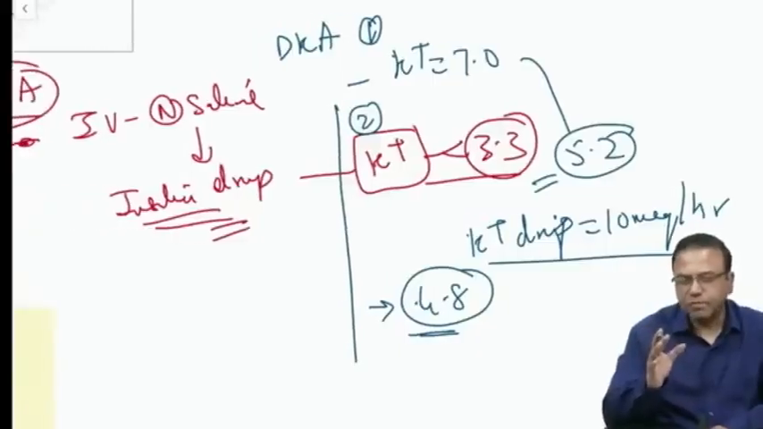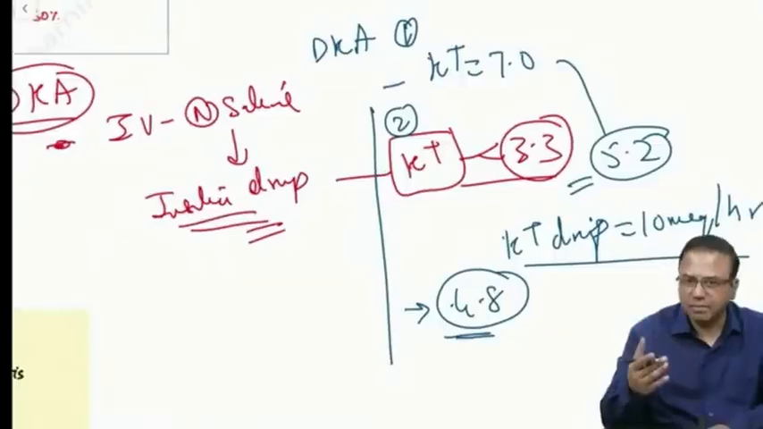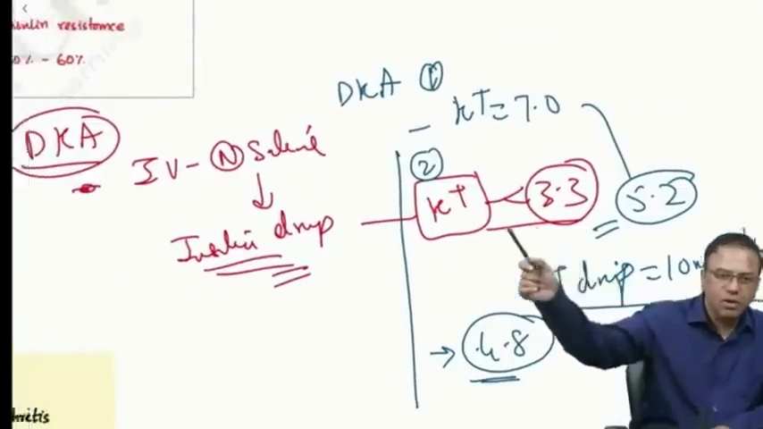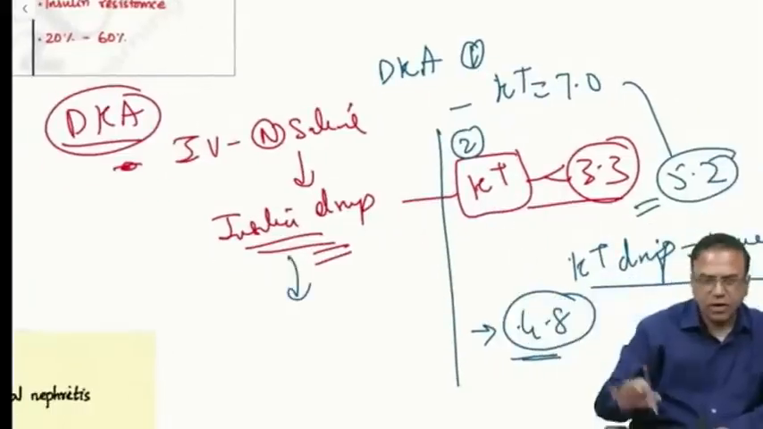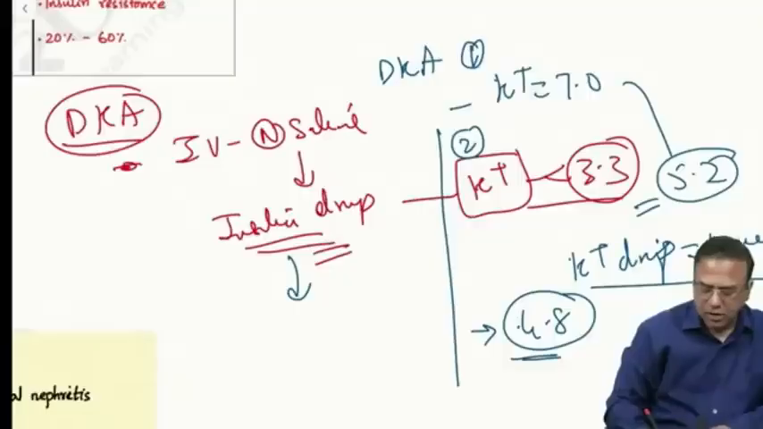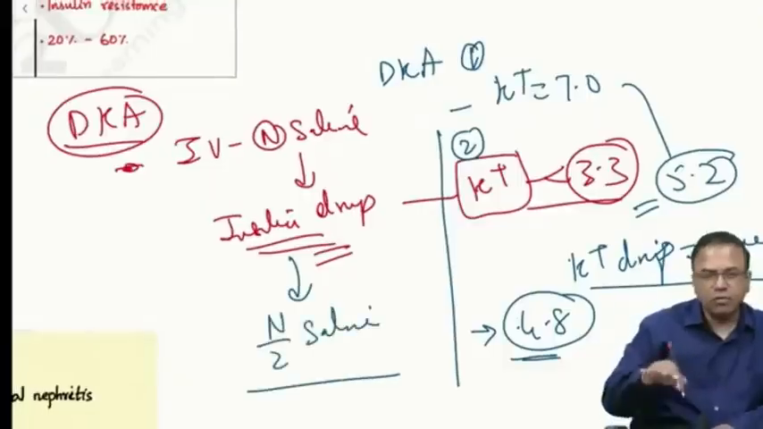Mainly in the exam, for DKA management, potassium is what can kill the patient. That's why they ask in the exam. Hypokalemic patient, don't start insulin. That's the main thing. So start the insulin drip, provided you've taken care of the potassium, and then change over to N/2 saline. Okay, this is the general pattern of how we manage the patient.